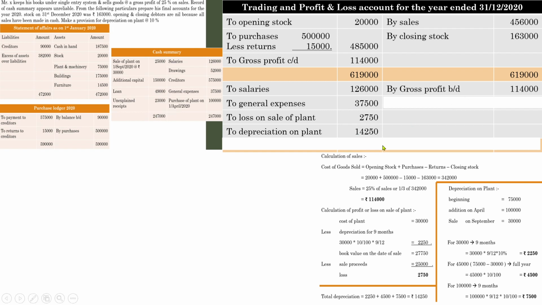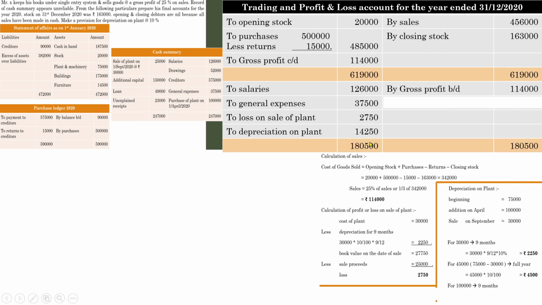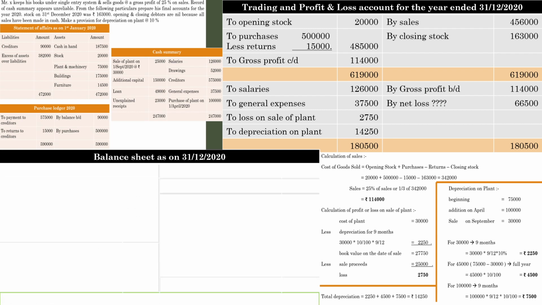So let us take the totals of both sides. You can see that the total here has a bigger value, so write the total amount on both sides, and see there is a deficit in the balance. So find out the difference between 1,80,500 and 1,14,000. So you will get the net loss during the period, that is 66,500. So now let us go to the preparation of the statement, that is balance sheet as on 31st December 2020. For that, let us begin with the details given in the question.